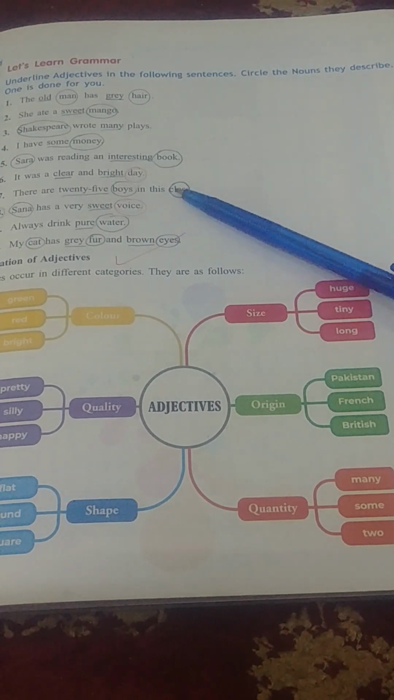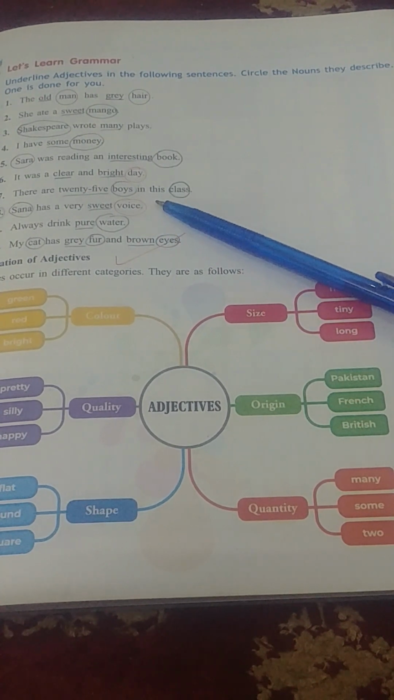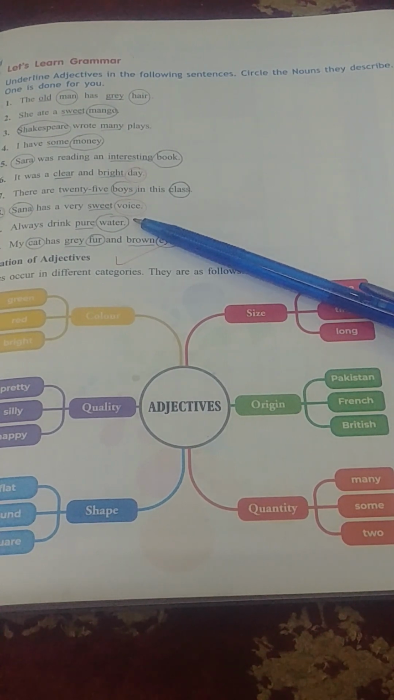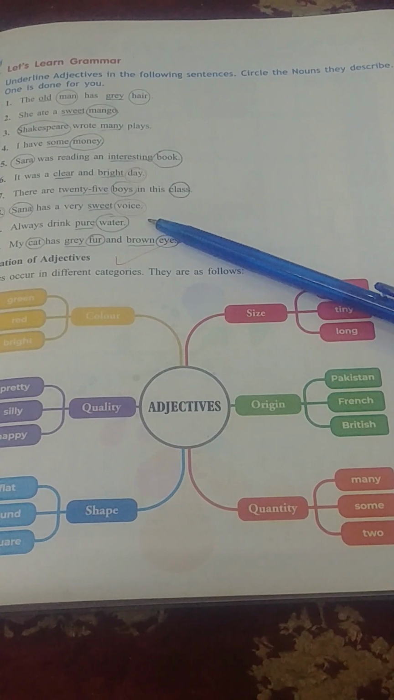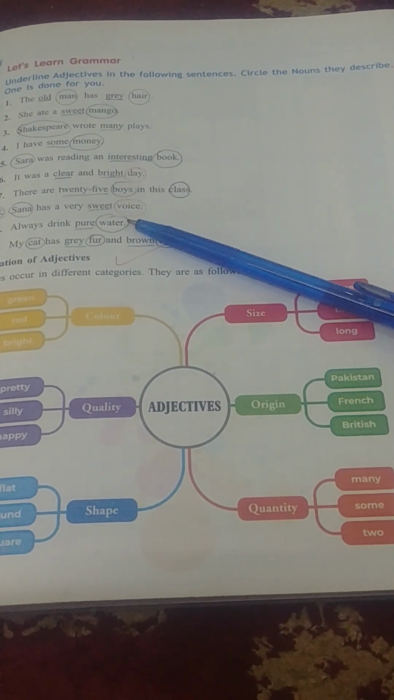Next one is number 7. There are 25 boys in this class. So class and boys we will circle, and 25 is the adjective. That is why it is underlined. Next one is, Sana has a very sweet voice. Sana and voice, these are nouns. That is why I have circled them, and sweet is the adjective.